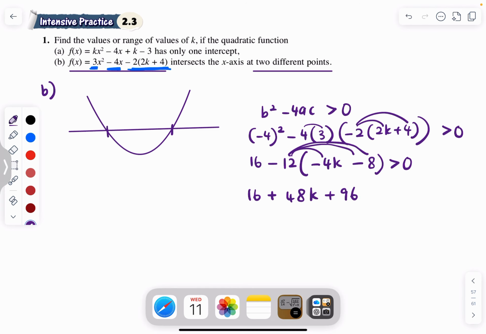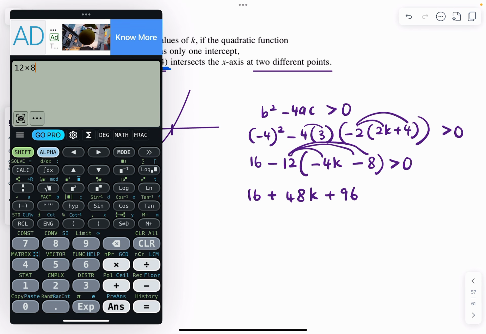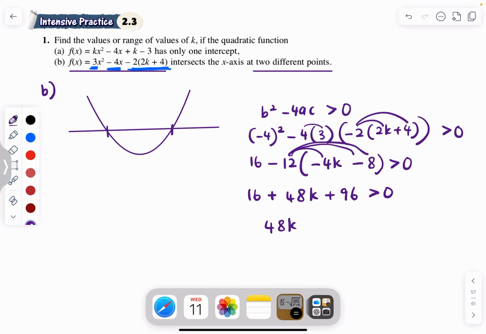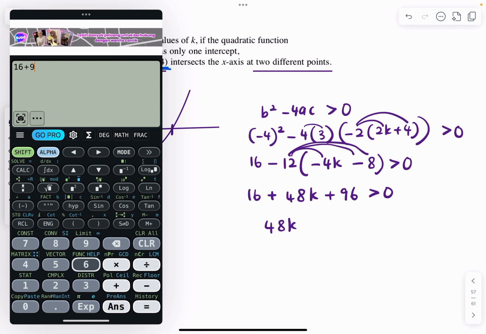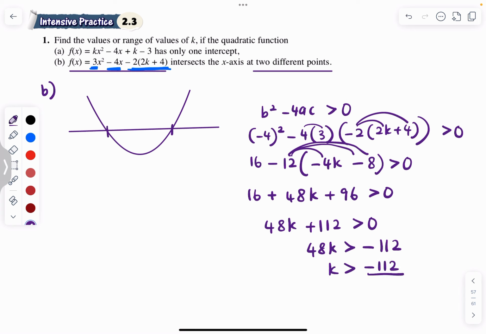Okay, you can just do it on your calculator, no problem. Okay, so let's double check. 12 times 8, 96, no problem. More than 0. And then 48k. Okay, 16 plus 96 is 112. Then if you make k the subject, so 48k is more than negative 112. Sorry, I forgot to write the k. So here will be 48k. Therefore, k is more than negative 112 over 48.